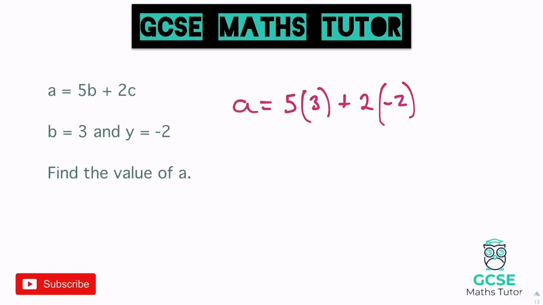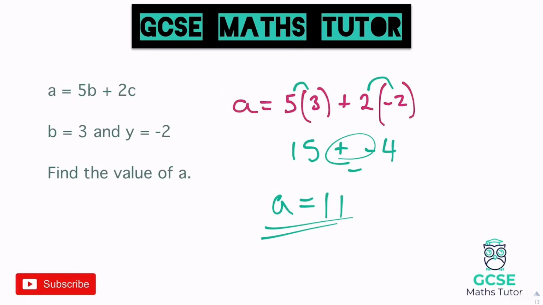We put these in a bracket like that. All we have to do is now multiply these. So 5 times 3 is 15. 2 lots of negative 2 is negative 4, and we're adding these together. So 15 add negative 4 is 11, remembering that these just become a takeaway, so it's 15 take away 4, so a would equal 11. There you go. Just something to remember there. Whenever you're subbing numbers in, always put them into a bracket, just so that you can sub them in and then deal with the calculations later.